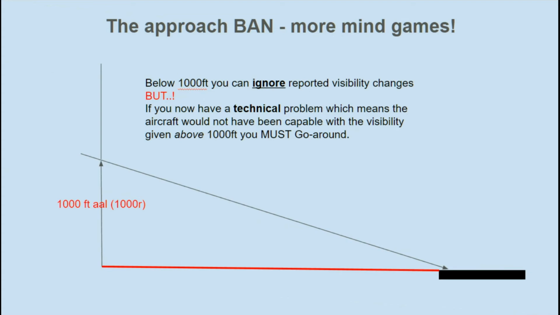There is a proviso to this that below 1,000 feet, even though you're ignoring the visibility at that stage, if you now have a technical problem, which means that had this happened above 1,000 feet, you would not have been able to continue with the approach, then you must nonetheless go around. And that also includes any unserviceabilities at the airport.